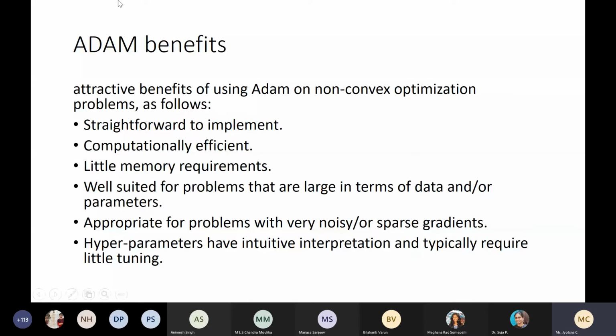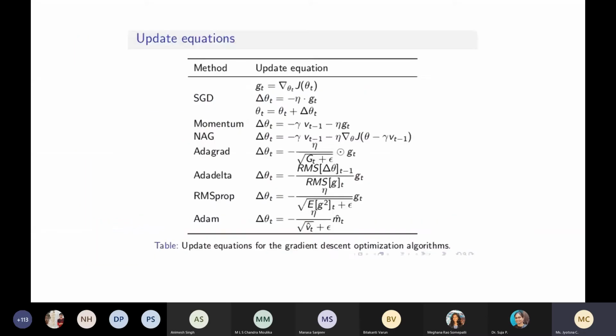Some of the advantages and benefits of Adam are given here, you can go through them. It's straightforward to implement, computationally efficient, and the memory requirement is very low. It is well suited for most problems, and if we have large data, noisy data, or sparse gradients. Sparse means scanty, that is, a very small amount of data, or scattered. So in that case, you can use this Adam algorithm.